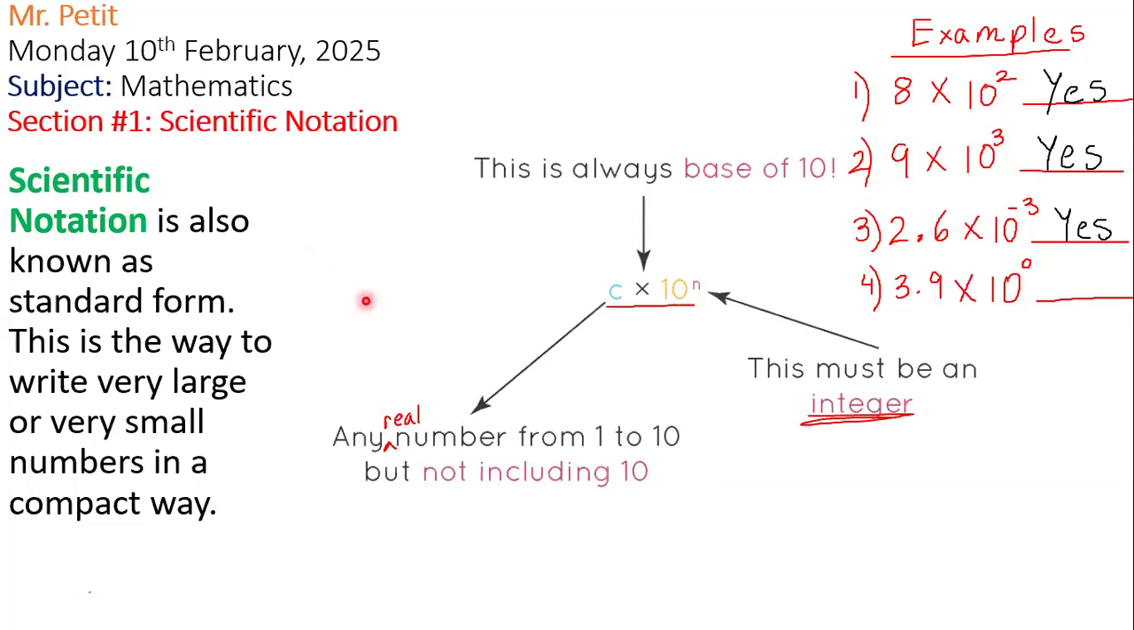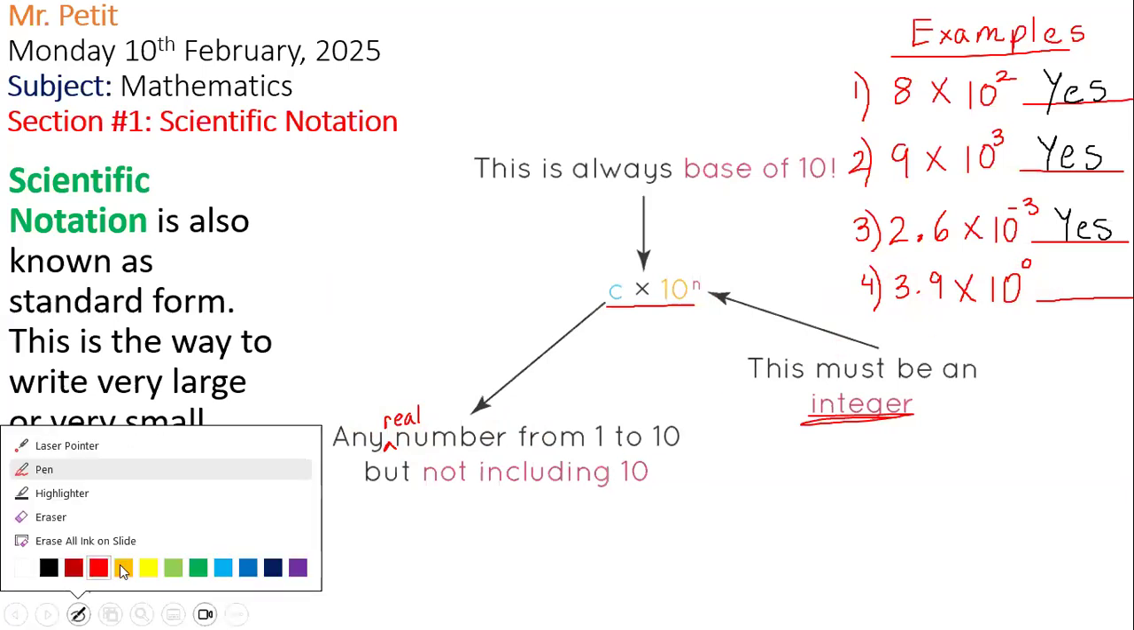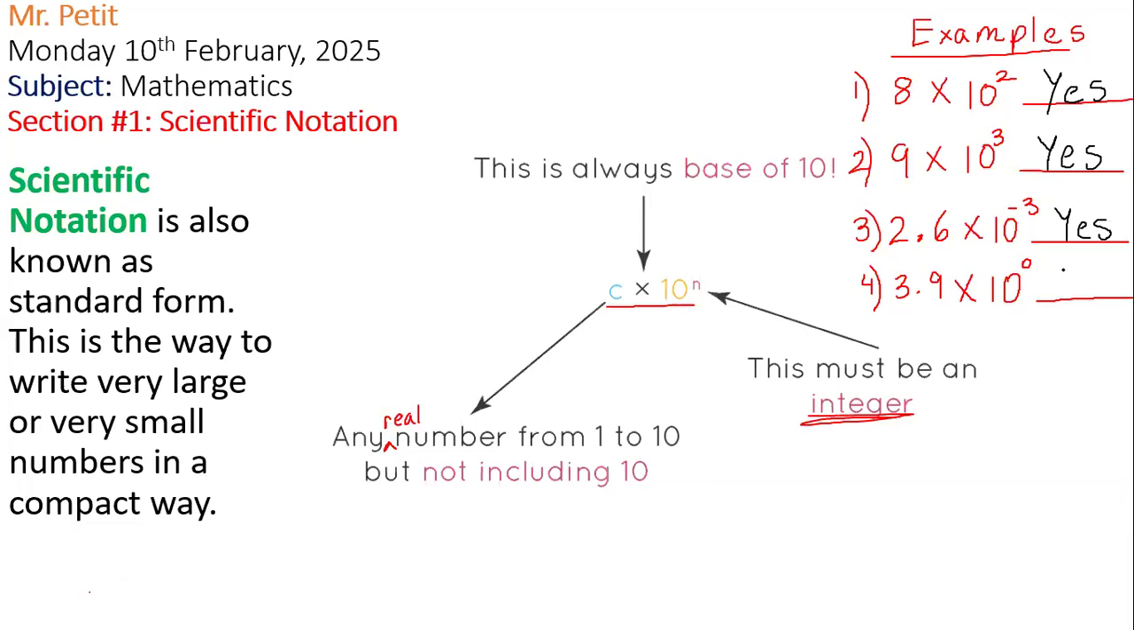All right. So that's 0. 3.9, does that work? Yes, sir. Why? Because it's any real number. So 3.9 could work. We have the multiplication symbol, so that's good. 10 is the base. And is 0 an integer? Yes, sir. Zero is an integer. When you drew it just now, 0 was in the middle. Okay. So it's gonna be yes.